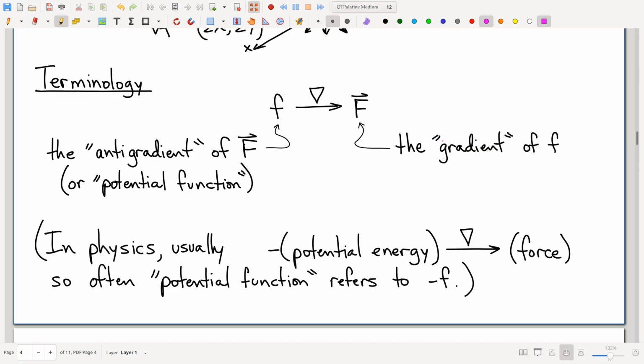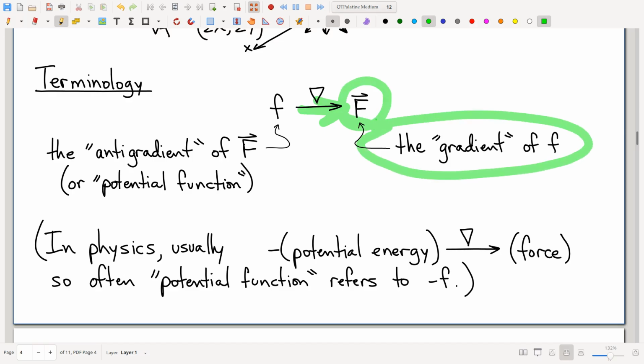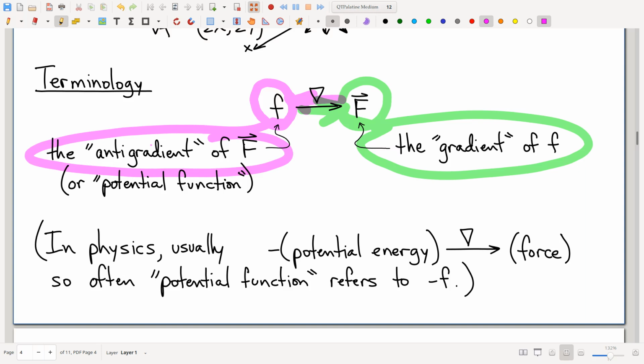So I say the same for gradients. If you have some function, when you take a gradient, the result we call the gradient, of course. And likewise, if you undo that, if you take a vector field and ask, okay, what was the function whose gradient gave me that, I think we should call that the anti-gradient. Does that seem like a reasonable choice? Okay. So this is my preferred term.